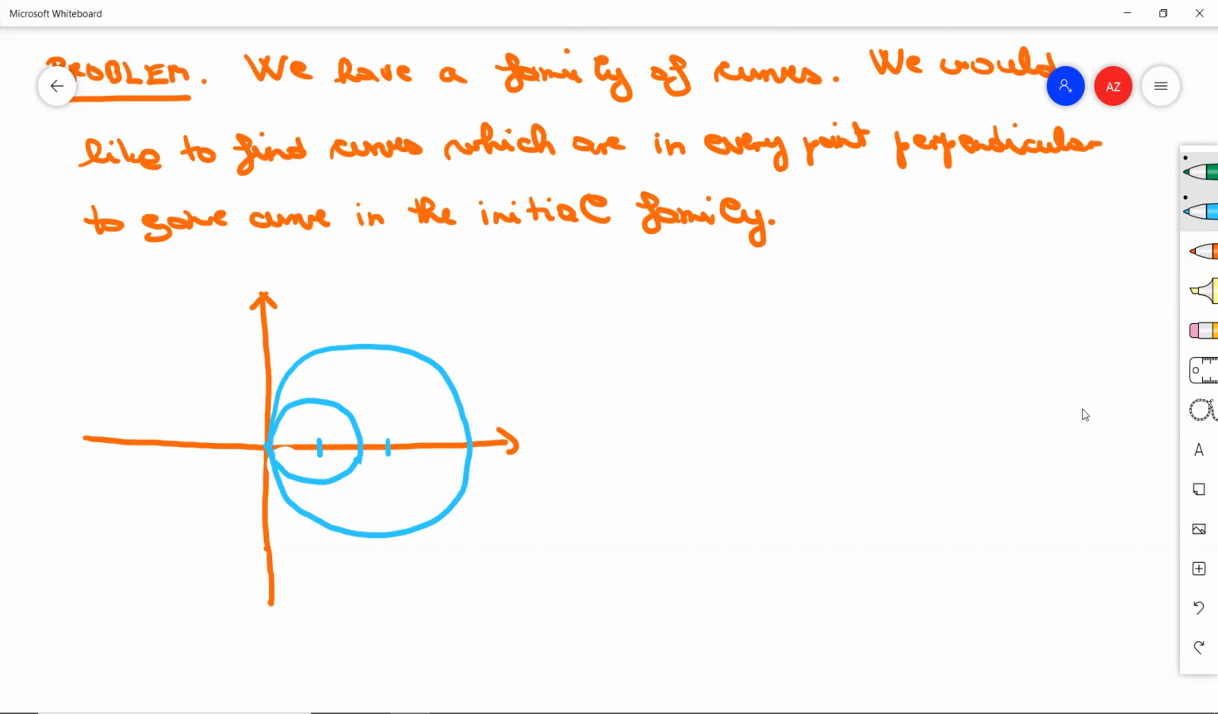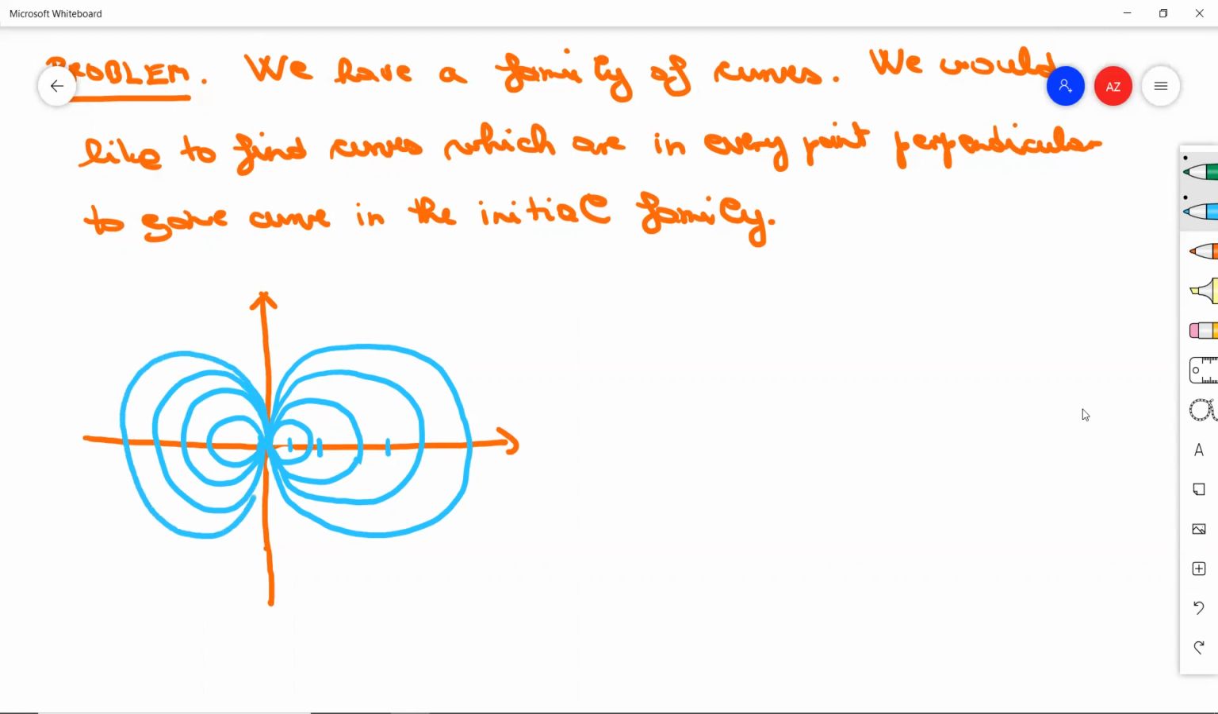And for example, this one will be this one, and so on. And I can do this on the other side of the y-axis. So we have circles which all have centers on the x-axis and go through the origin. Okay, those curves don't look like a circle anymore on my picture.